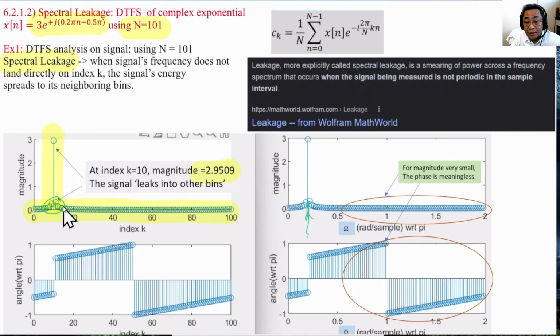All right, so in these last few slides, we have examined the DTFS using this equation to compute the ck for magnitude and phase. Thank you.